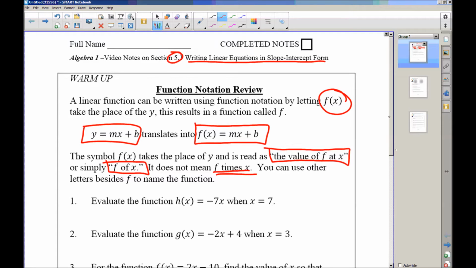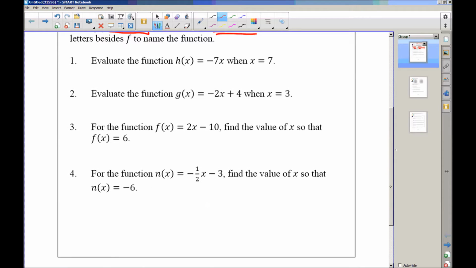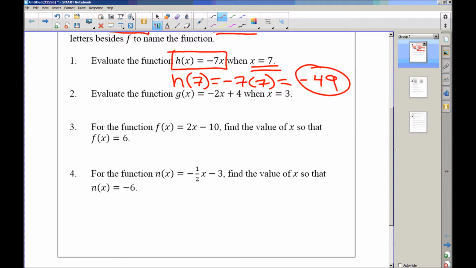Here are some questions on this that we've done before in class. Evaluate the function h of x equals negative 7x when x is equal to 7. This says, what is the output of this function h if the input is 7? So I rewrite it like this: what's the output for h with an input of 7? I plug in 7 for the input. Negative 7 times 7 makes negative 49. So that's the h value when the input is 7.